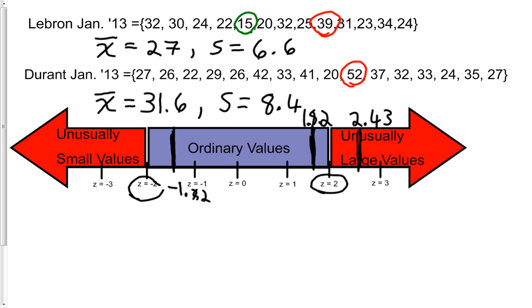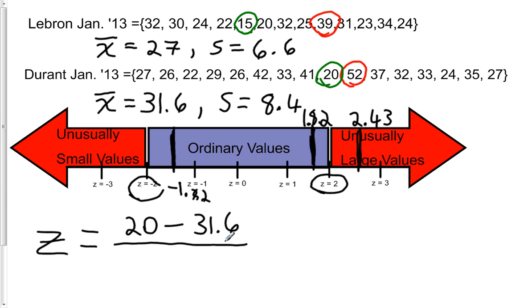All right, now let's see how it works out for Kevin Durant. Let's find his lowest point output for that month. The lowest point value I see here, oh, he had a very good month, is 20. So let's calculate the z-score for that point output. First we calculate the deviation: we have 20, and we subtract his average, which is 31.6. Then we divide that by his standard deviation for that month, which is 8.4.